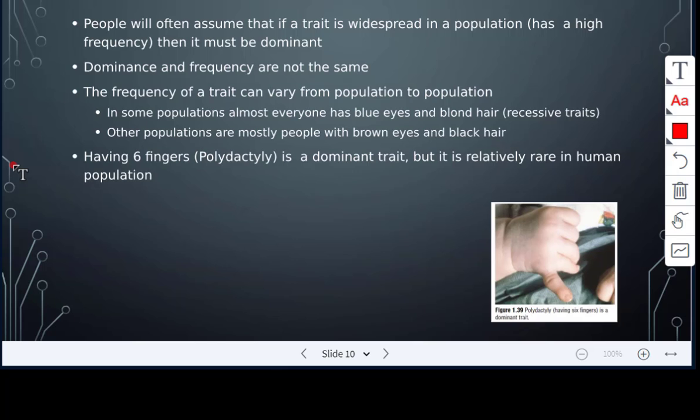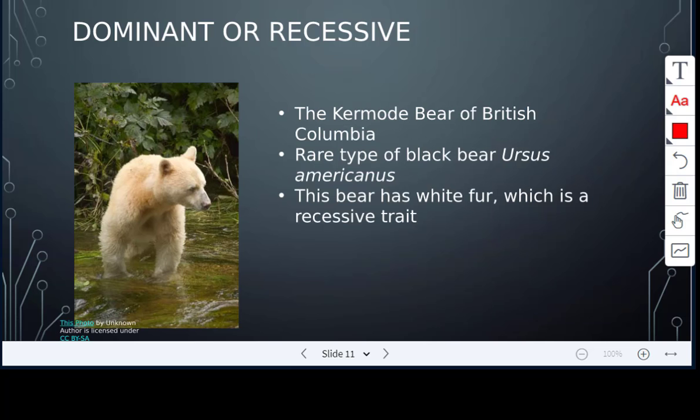I just looked that up. Just looking at another example here, in black bears, the Kermode bear of British Columbia. This is a rare type of black bear, Ursus americanus. This black bear has white fur. It's a recessive trait. That means 2 parents had the recessive gene and passed it on to the offspring.